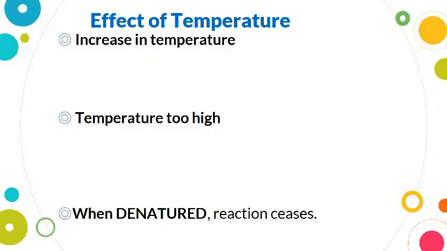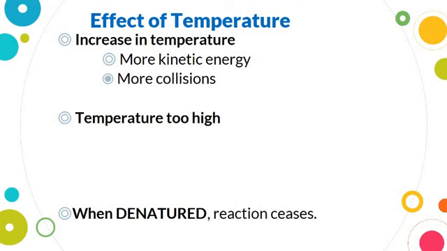So let's have a look at the effect of temperature on the rate of reaction. If we increase the temperature, we know that we're providing more kinetic energy to all the molecules present. That means there's more likely to be collisions between your enzyme and your substrate. And if they collide more frequently, you're more likely to form enzyme-substrate complexes, and that's going to increase your rate of reaction.